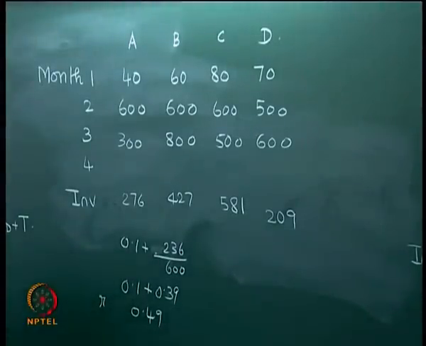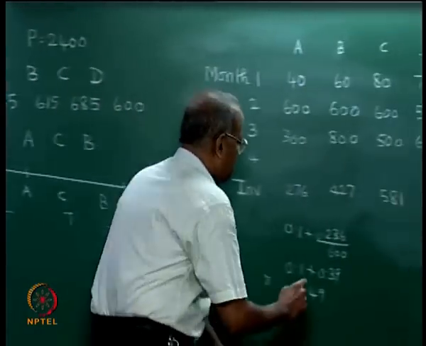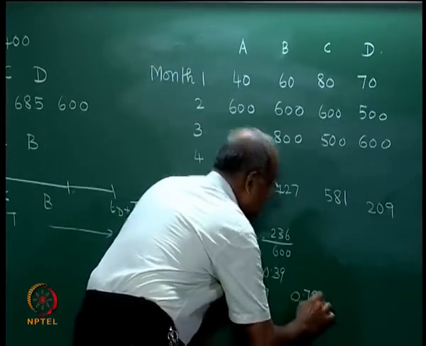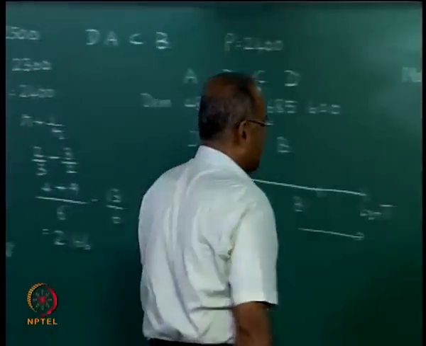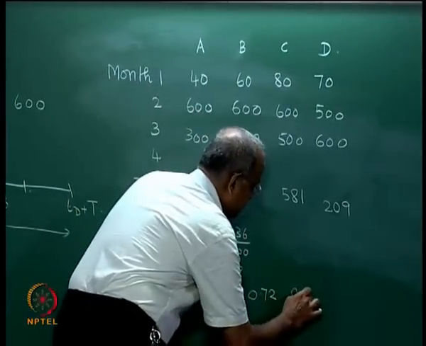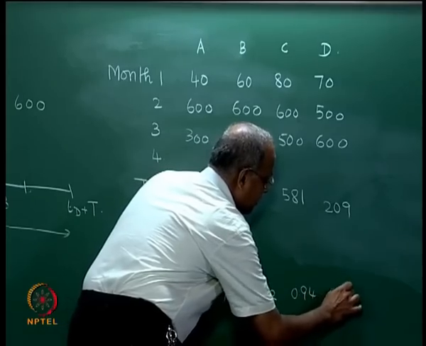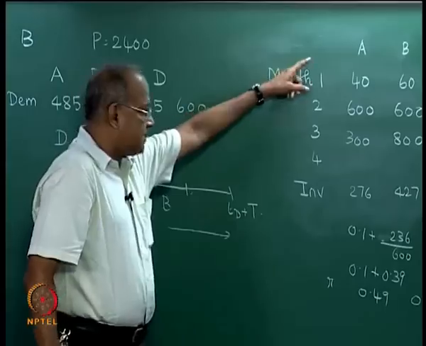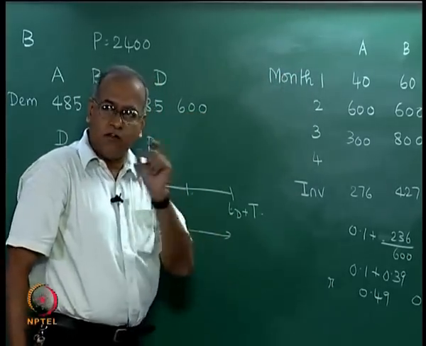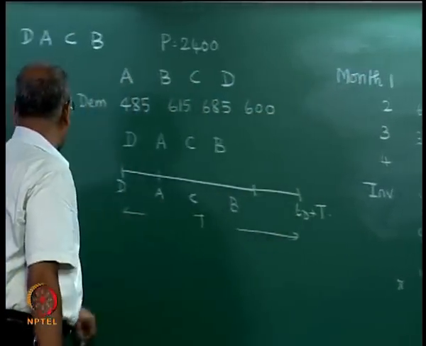Rest of the R's will be 0.49, 0.72, 0.94 and 0.378.